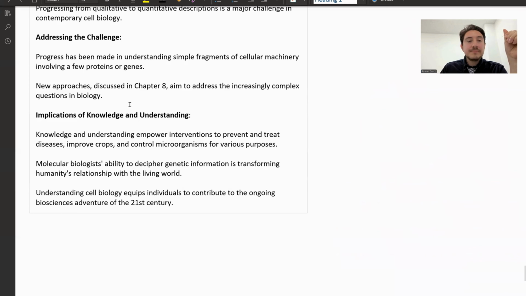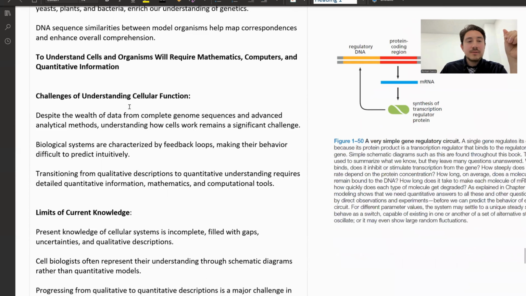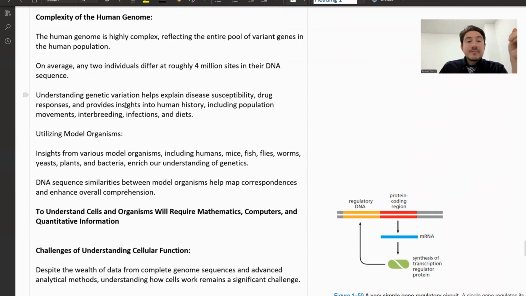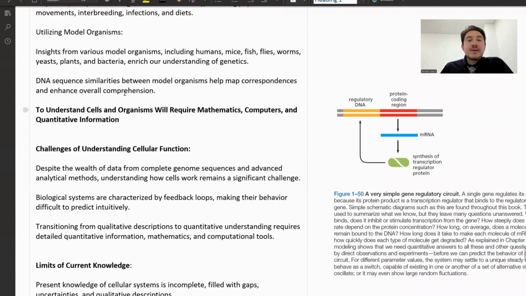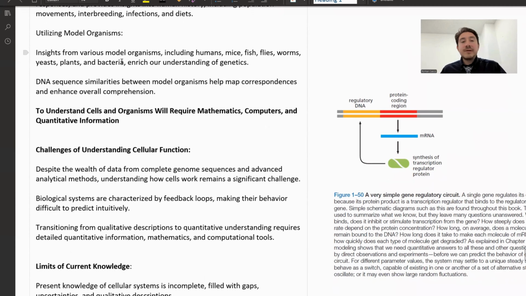Yes, later on in the book. There you go. So, utilizing model organisms, right? Insights from various model organisms, including human, mice, fish, flies, worms, and so forth, help our overall understanding of genetics, right? It doesn't necessarily mean, since we have higher order organisms, that we're not going to use these different types of organisms. It does depend on what study you're going to do. DNA sequence similarities between model organisms help map correspondences and enhance overall comprehension of genomes, right?